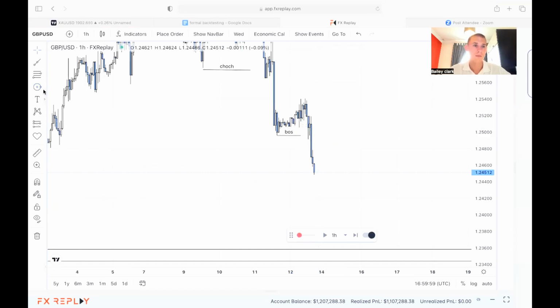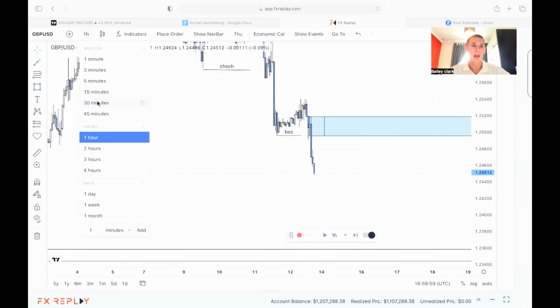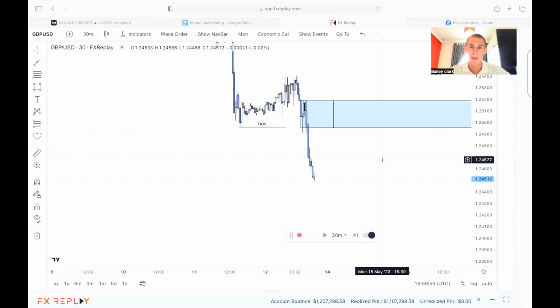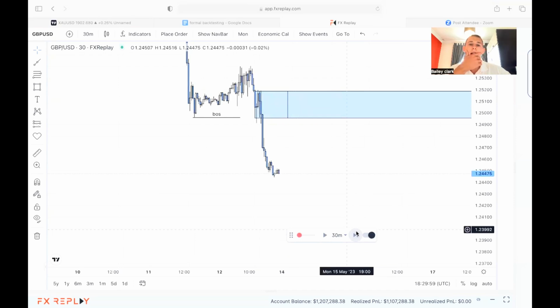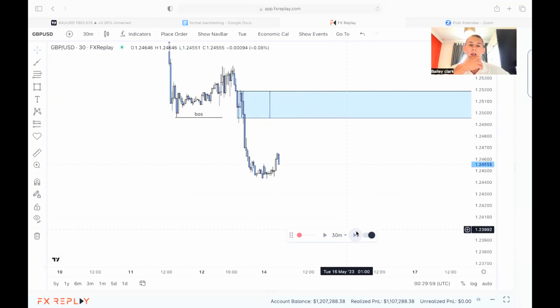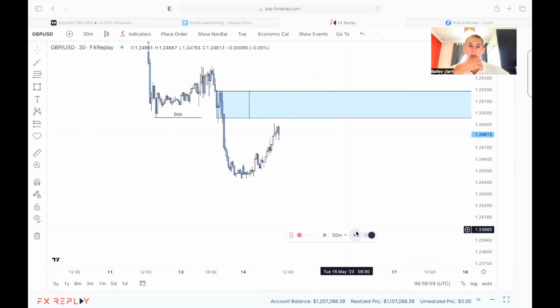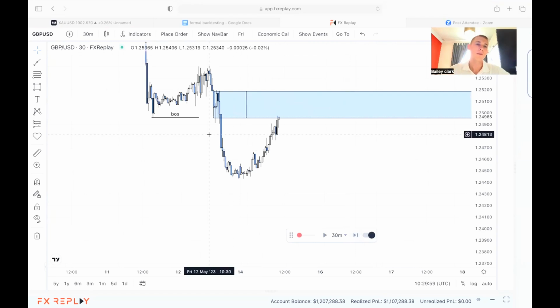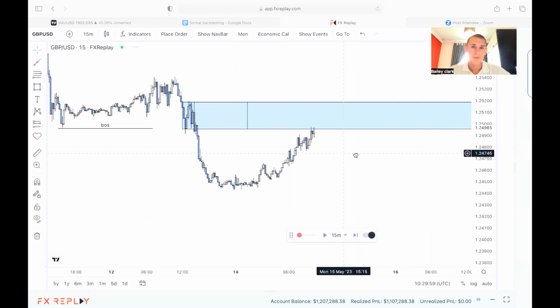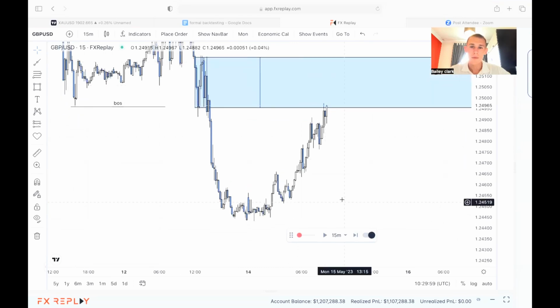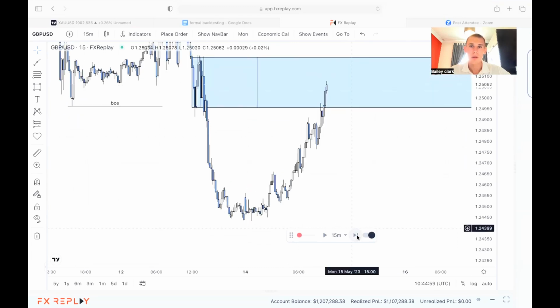Oh, wrong tool. This one just here, which is the imbalanced supply, which broke the structure. And we can wait for a confirmation within that region. If price falls back to, there we go. So now we can go to the lower time frames. See what happens.